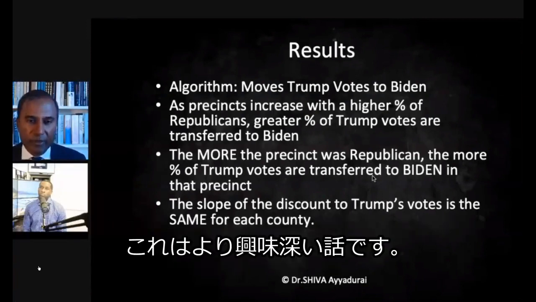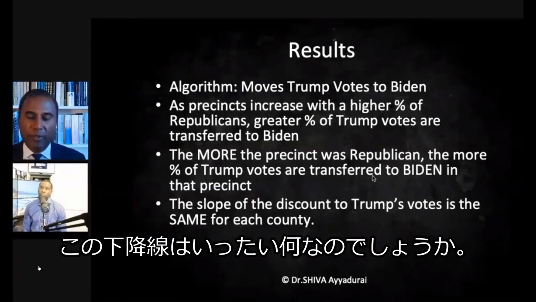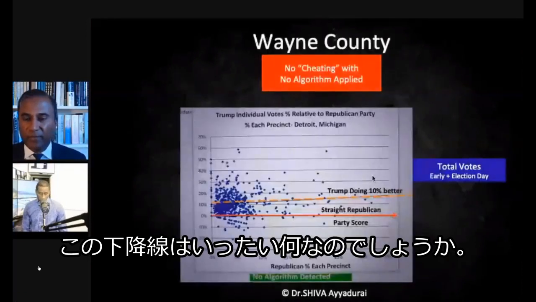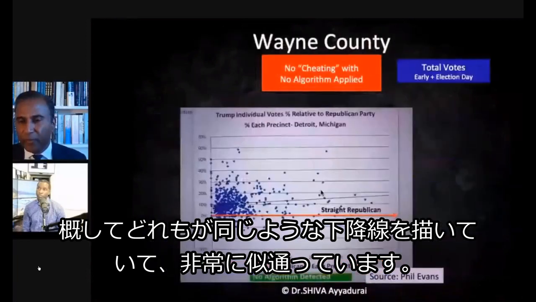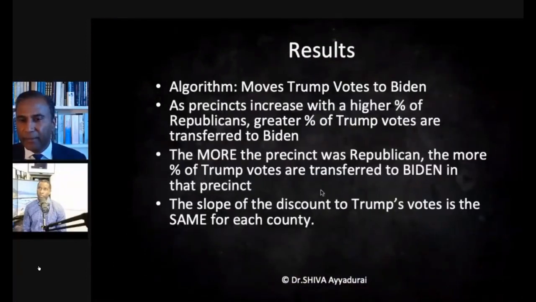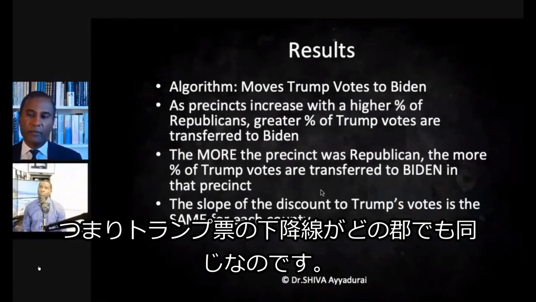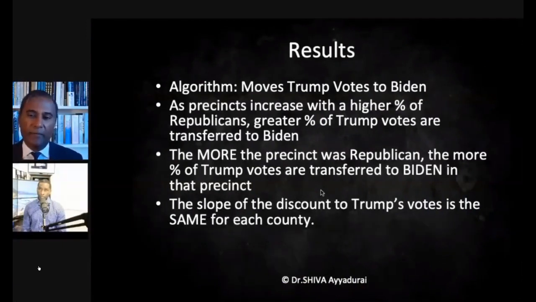That's what's more interesting. What do I mean by that? What is the slope? Again, people, if you have forgotten algebra, by and large, the slope is pretty much the same. So the slope of that line looks very similar, and that's what we wanted to show here. The slope of the discount to Trump's votes is reasonably, quote unquote, the same for each county.